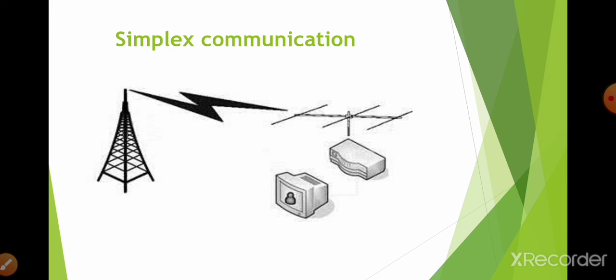Let us consider the television communication system or tele-broadcasting system. In this system, the data can be transmitted through the transmitter, that means from this antenna, in one direction towards the television. We cannot transmit data from the television towards the antenna. Only in one direction the data can be transmitted, that is from antenna to television. Hence it is known as simplex communication system.